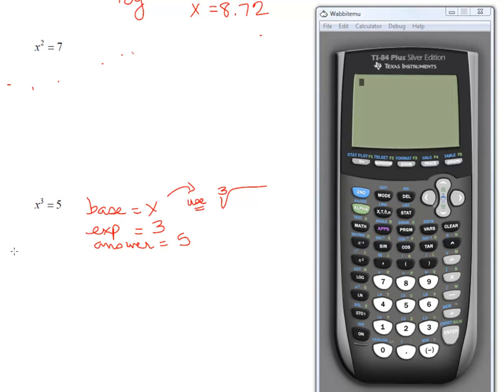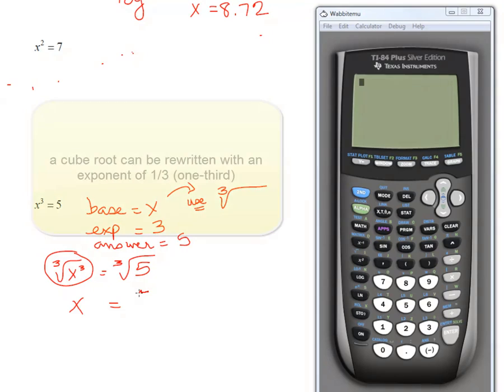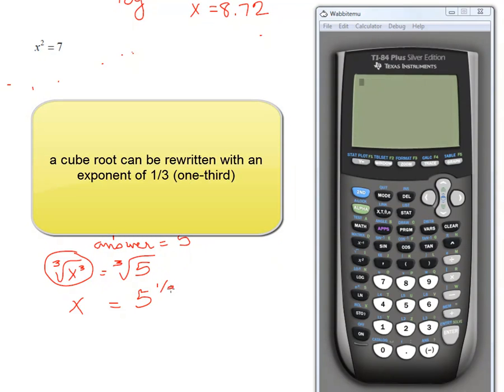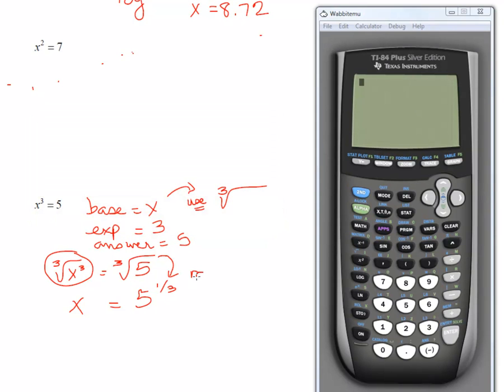So we're going to take the cube root of both sides. Take the cube root of x to the third, and then the cube root of 5. So do it to both sides. The cube root of x to the third is just x. Now to find the cube root of 5, we're going to use our calculator, but we need to use a rational exponent. A cube root can be rewritten as an exponent of 1/3, a fraction. So every time you see these fractional exponents, you know you're going to do some sort of radical. Okay, so 5 to the 1/3.